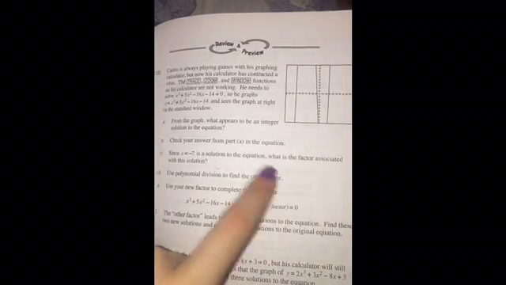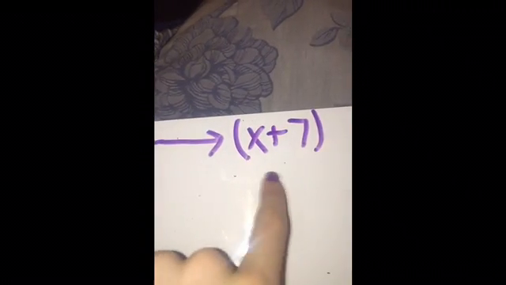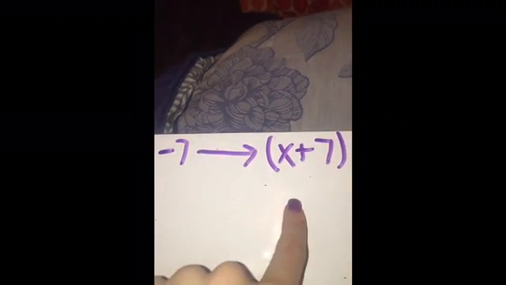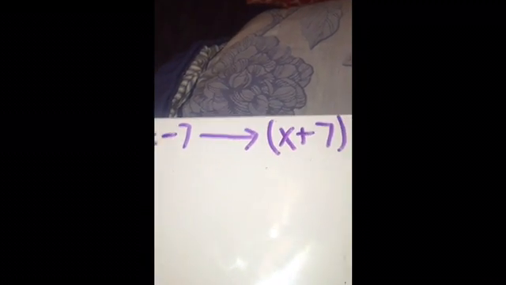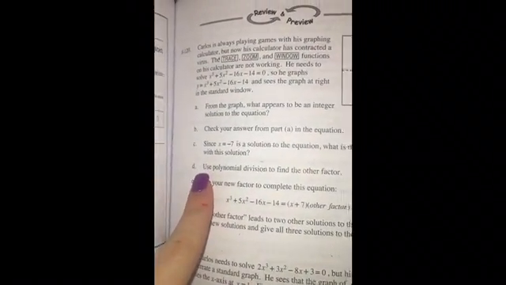What is the factor associated with the solution? That would just be x plus 7, because you flip the sign and it becomes that. D asks you to use polynomial division to find the other factor.